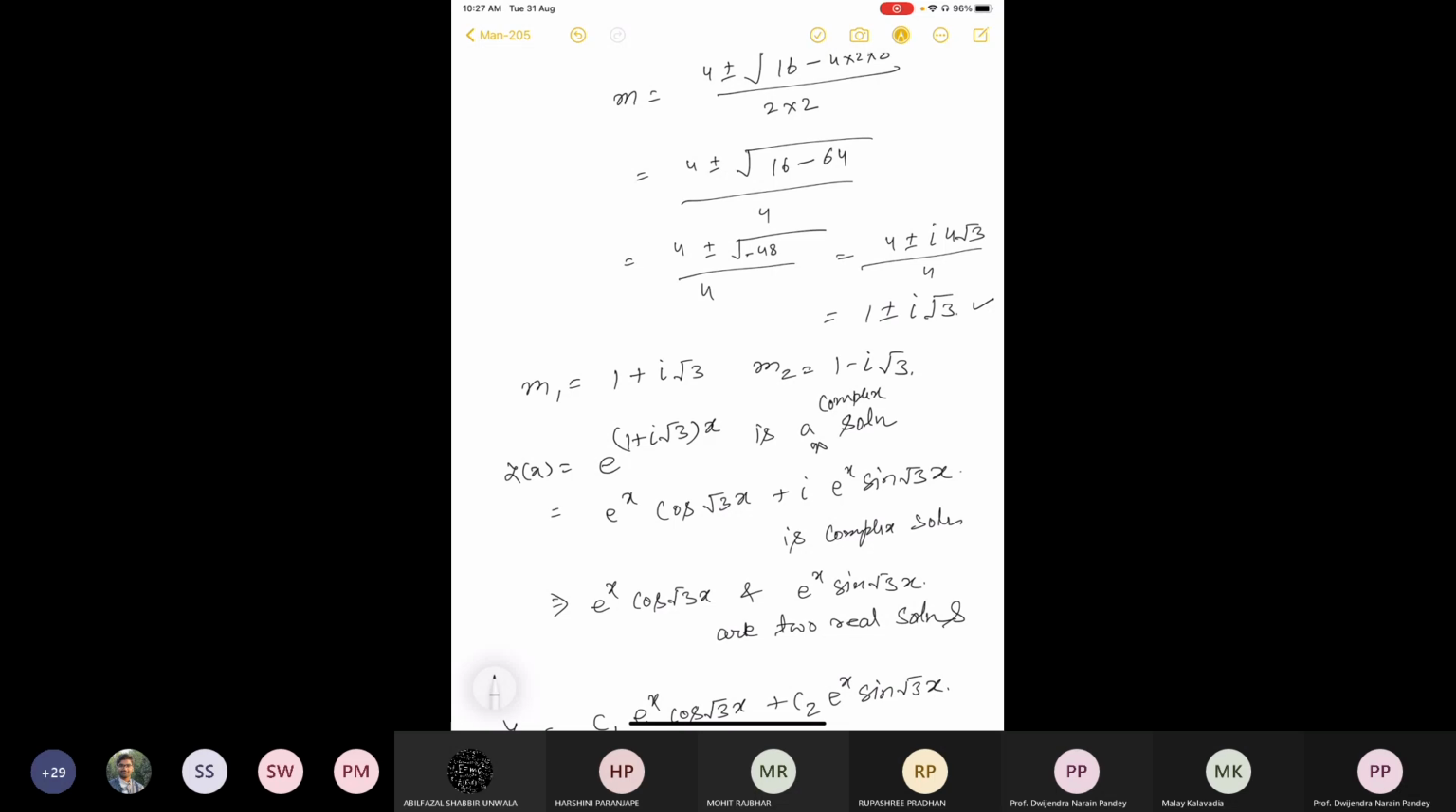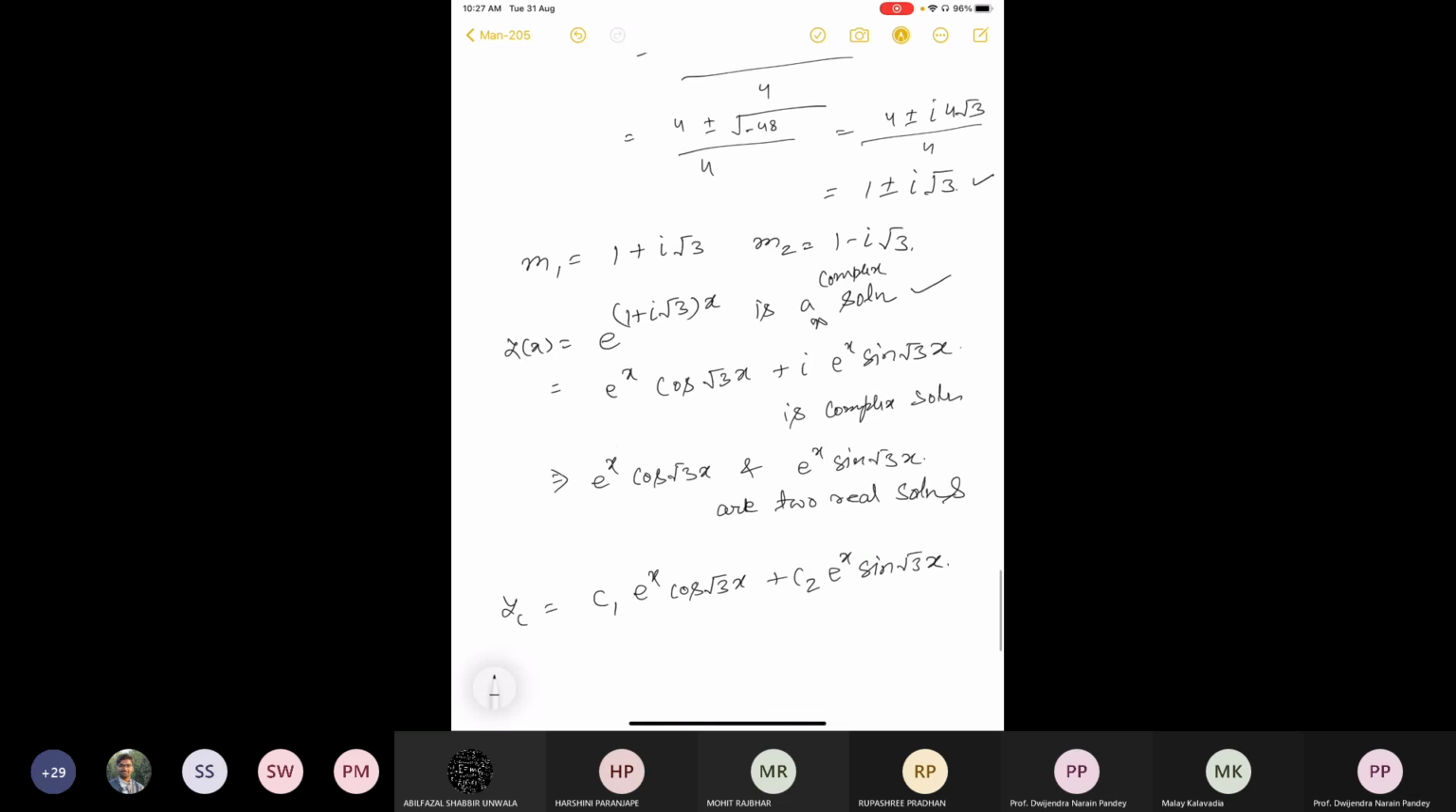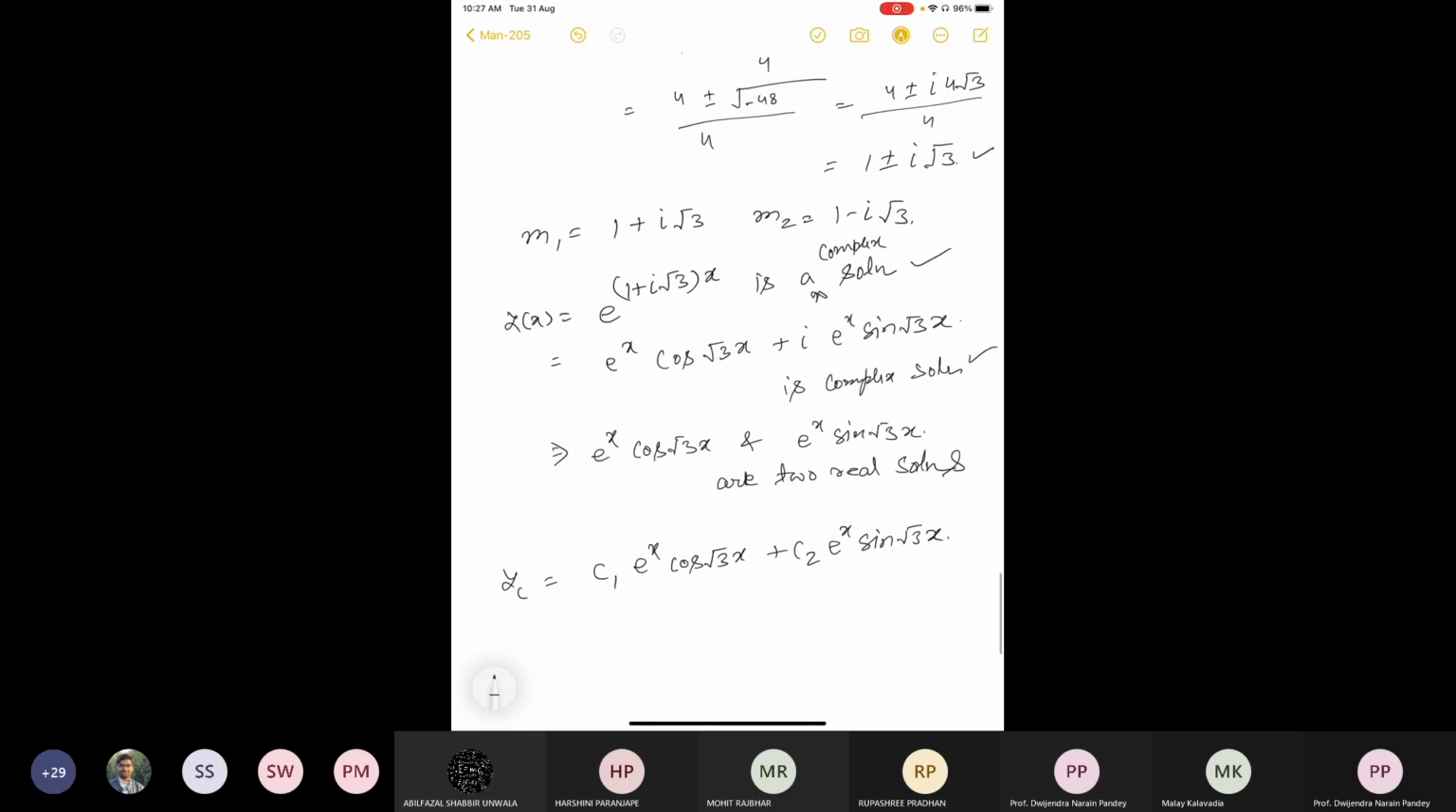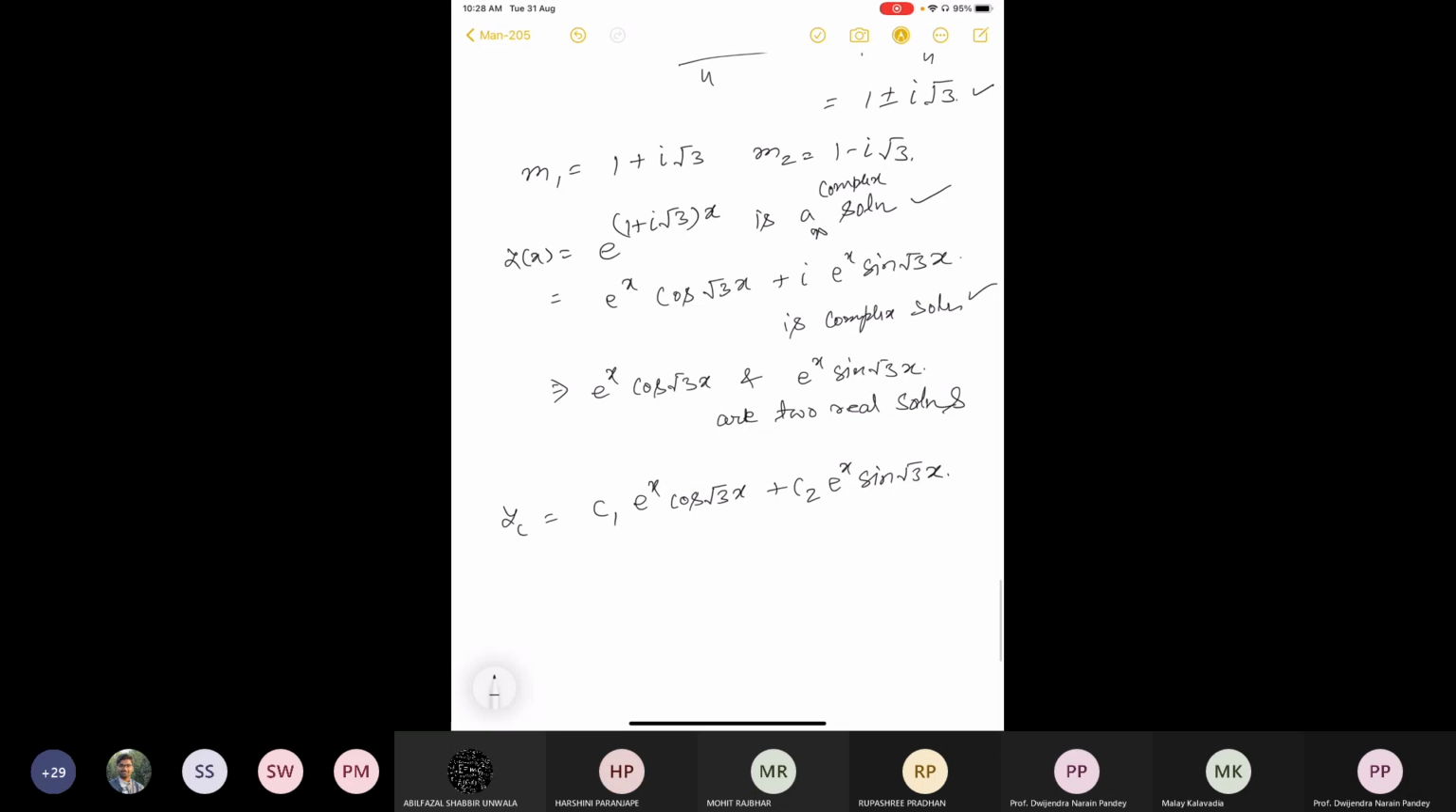Now, since we have distinct complex roots, we first find a complex solution, which we obtain like this. Once we have the complex solution, we use the result that if f(x) plus i g(x) is a complex solution, then f(x) and g(x) are both real solutions. These are linearly independent of each other, and we can write the general solution of the homogeneous problem, or complementary solution, as c1 e to the power x cos of root 3x plus c2 e to the power x sin root 3x.